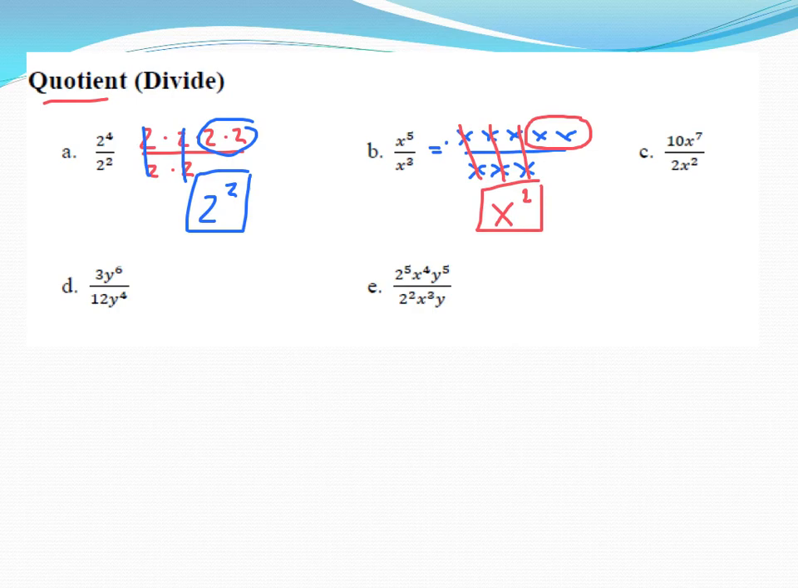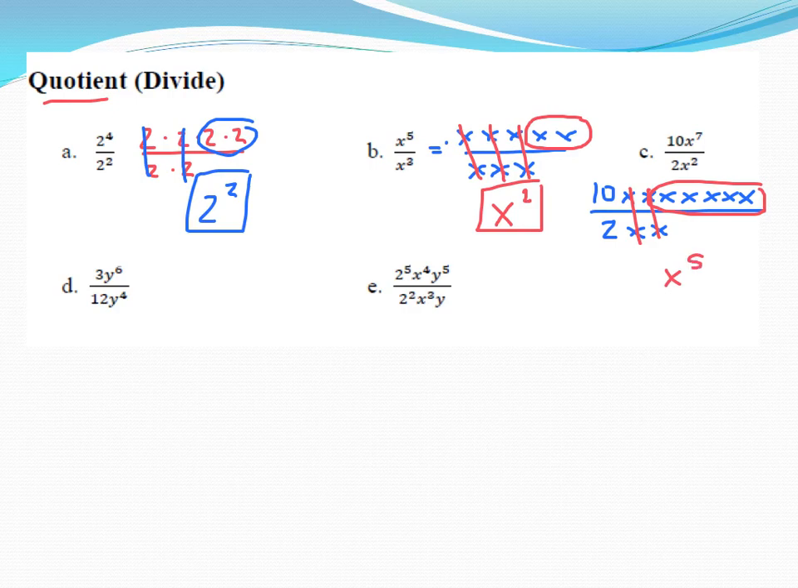Okay, next one, 10x to the 7th over 2x squared, or to the second power. Let's expand this one. So this is going to mean 10 times x to the 7th is x's over 2x's. Now let's simplify as much as we can. So I look at the x's. I have 2 on the bottom, I have 7 on top. 2 of them are going to cancel out. So how many x's are left over to multiply together? Base is x, power is 5.